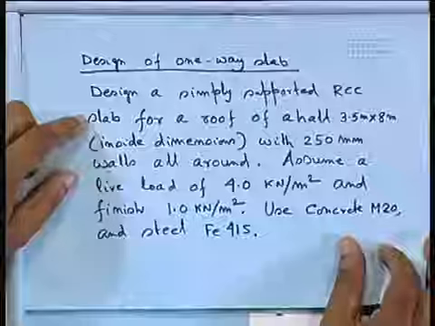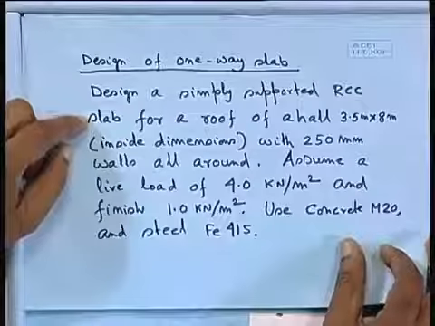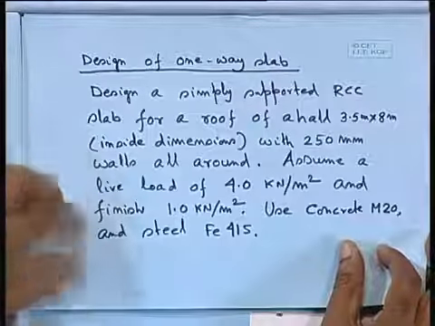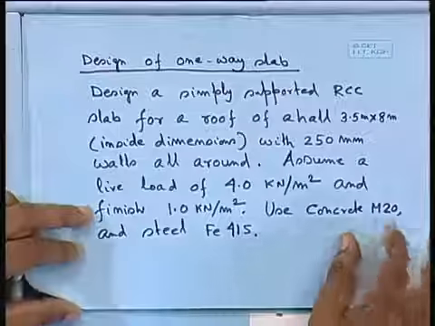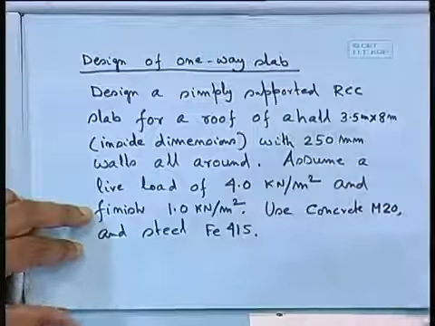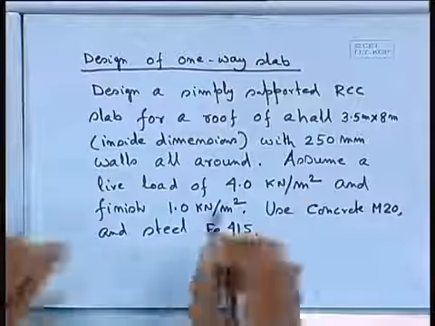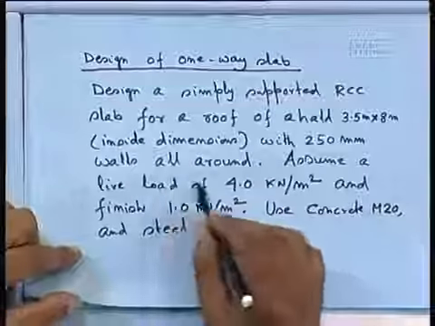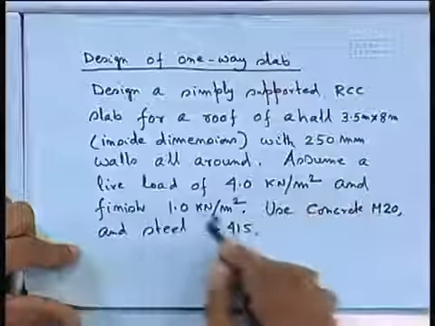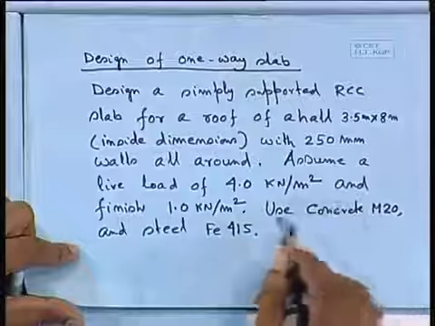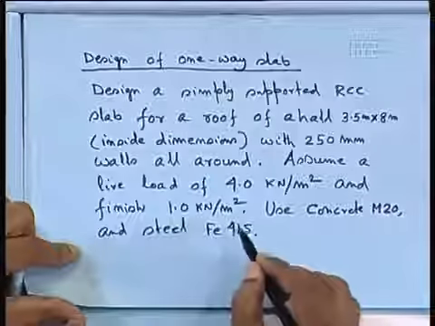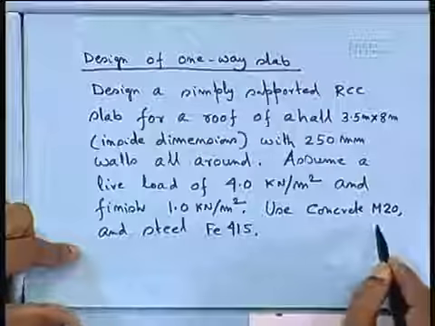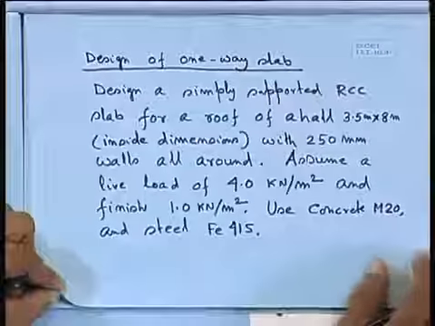Design a simply supported RCC slab for a roof of a hall 3.5 meter into 8 meter inside dimensions with 250 millimeter walls all around. Assume a live load of 4 kilonewton per square meter and finish 1 kilonewton per square meter. Concrete grade M20 and steel Fe415.